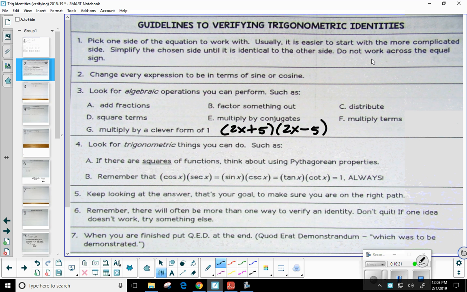Conjugates are a great way to rewrite a fraction. We're going to do that a couple of times here. Now, if you multiply conjugates, then you get a specific type of binomial. What do we call it? Blank of blank? Difference of squares.